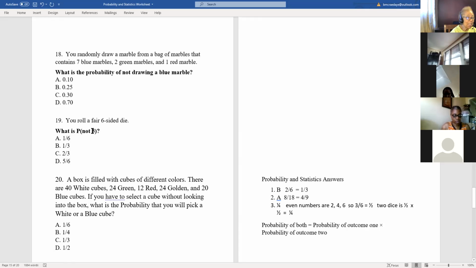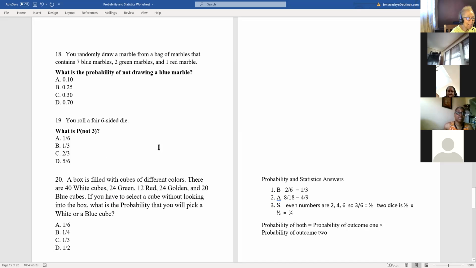Now, number 19. What is the probability of not a 3? Now, you know the dice has 6 sides, and each side has a number like 1, 2, 3, 4, 5, 6. So what is the probability that it is not a 3? You know how many sides there are for the die, and you know there's only one 3 there, and everything else is a different number. So you should be able to do that one.